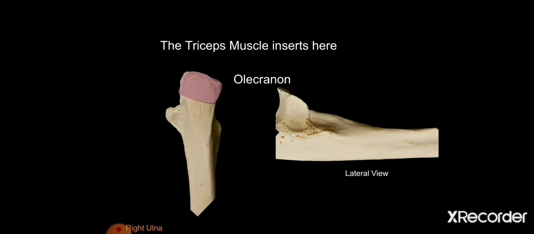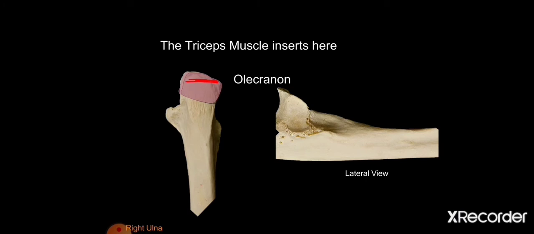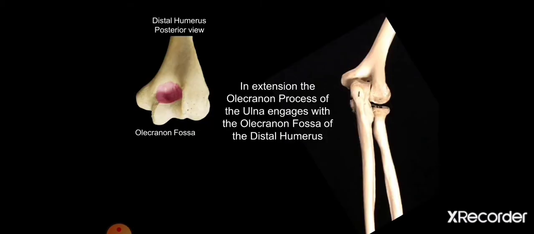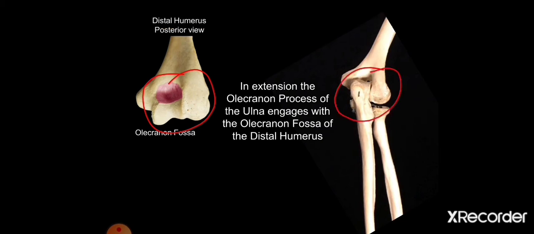Now this is the olecranon process. This olecranon process has the attachment of the triceps brachii muscle on its superior surface. So this triceps muscle is inserting on the olecranon process on its superior surface. This olecranon process articulates with the olecranon fossa, which is lying on the posterior aspect of the lower end of the humerus. So in the humerus at the lower end we have highlighted the olecranon fossa. Here we can see the olecranon process articulating with the olecranon fossa on the lower end of the humerus at its posterior surface.